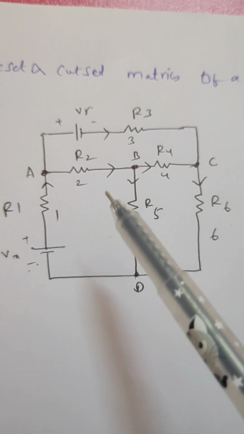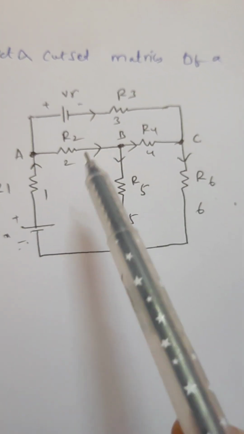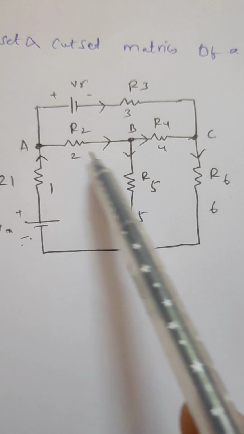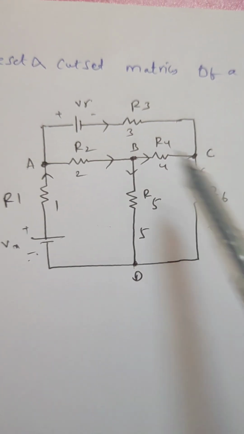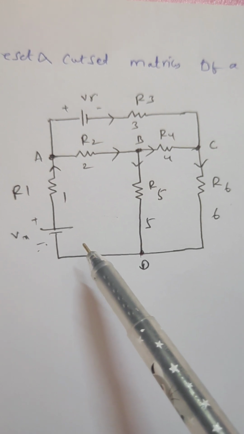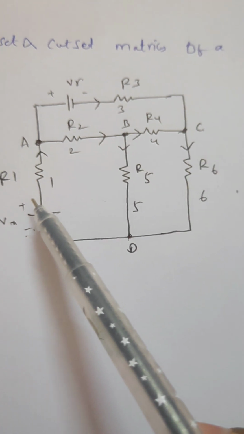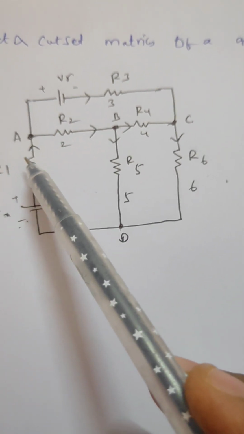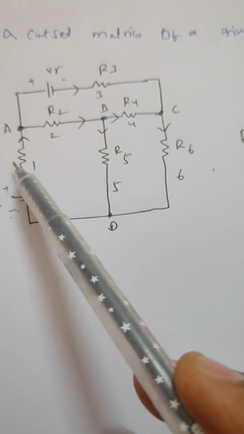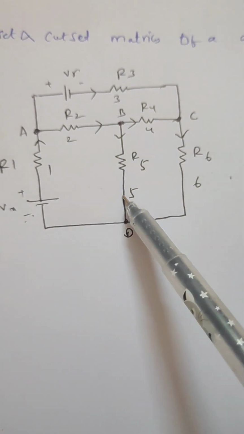So first of all, what do we mean by a graph? A network graph, or graph, is nothing but simply replacing each and every branch element with a simple line segment. That is a network graph, or network topology. Before drawing that network graph, we first have to identify how many branches there are here. So here the branches are the resistors R1, R2, R3, R4, R5, R6.